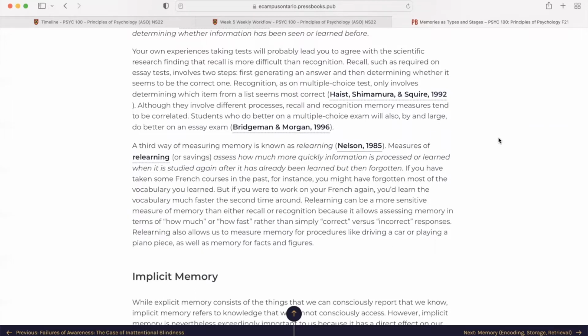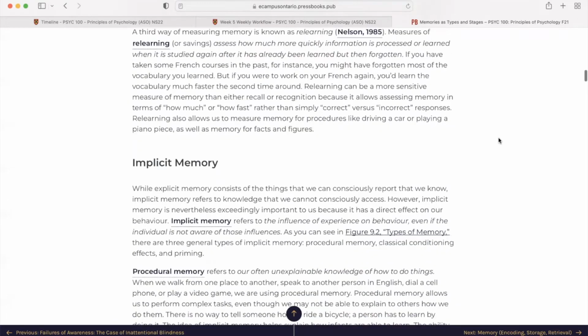Relearning also allows us to measure memory for procedures like driving a car or playing a piano piece, as well as memory for facts and figures. Next is implicit memory.